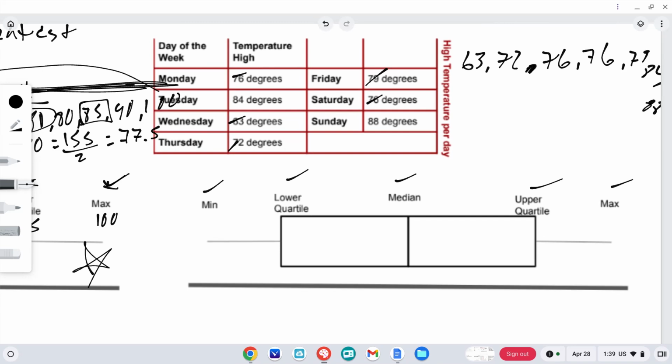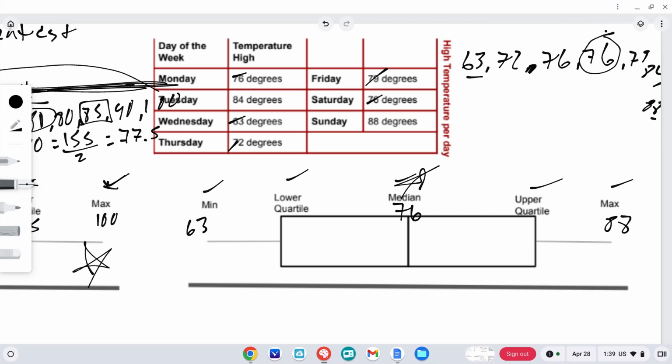Okay, I ran out of room a little bit. I had to kind of squish it a little bit better, but that's okay. So I'm looking at my list. I can see the lowest number is 63. So there's my minimum. The highest number is 88. There's my maximum. And now remember, the median is the number in the middle of the list. In the middle of this list, looks like that's the number 76. That was easy. I didn't have to divide on that one.